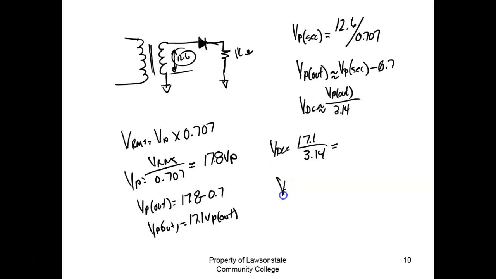I'm using volts DC, half wave. Okay, back to half wave. No, full wave. I can't do full wave with one diode, because somehow I've got to get the other alternation, right? You understand? So we're still on half wave.